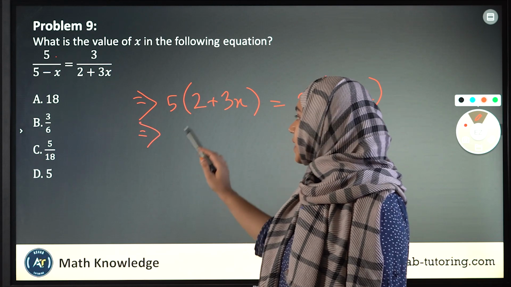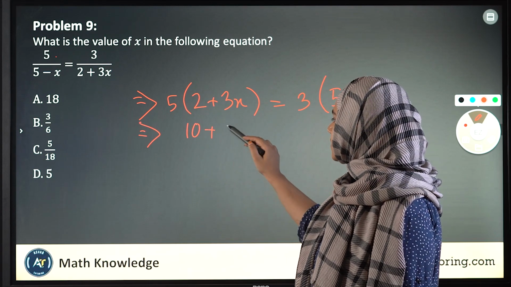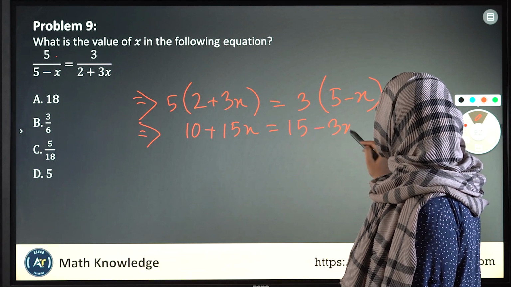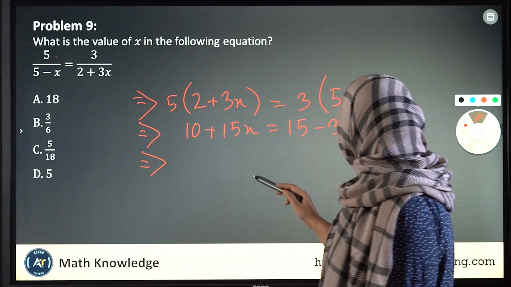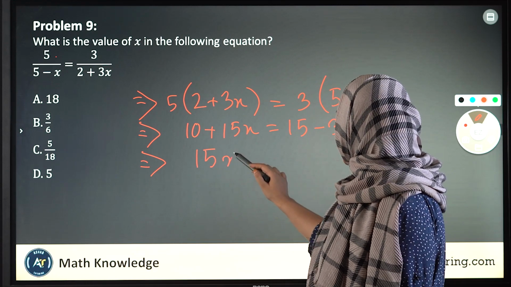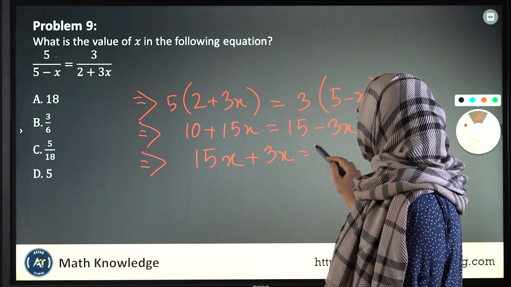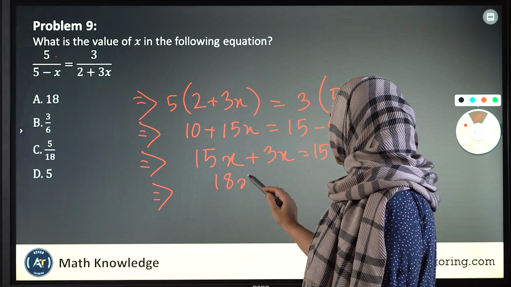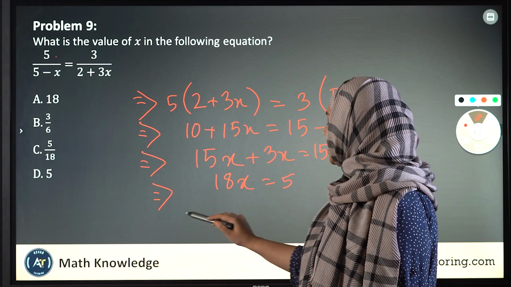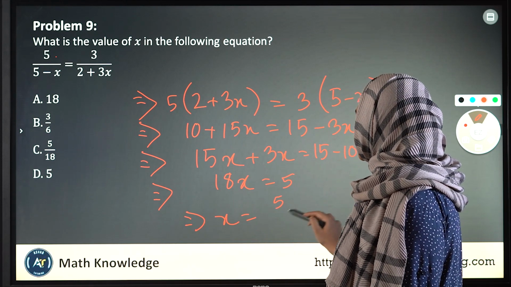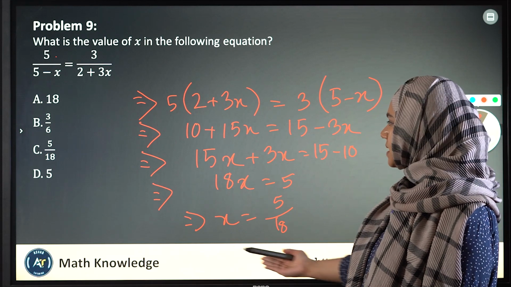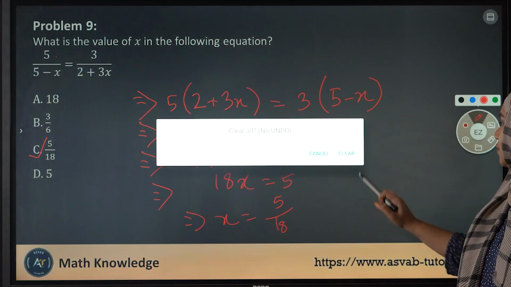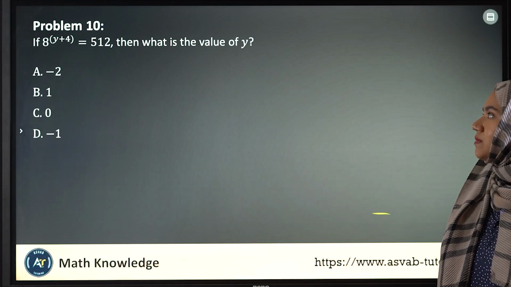All right. Now let's just break it down. So 5 times 2 is 10. 5 times 3x is 15x. 5 times 3 is 15 minus 3 times x is 3x. All right. Now, if I put all of the x's together, it's going to be 15x plus 3x equals 15 minus 10, right? So 15 and 3 is 18. 15 minus 10 is 5, which means that x equals 5 over 18. And as you can see, the correct answer to this is option number C. All right? We have 3 more to go. Let's move on to problem number 10.